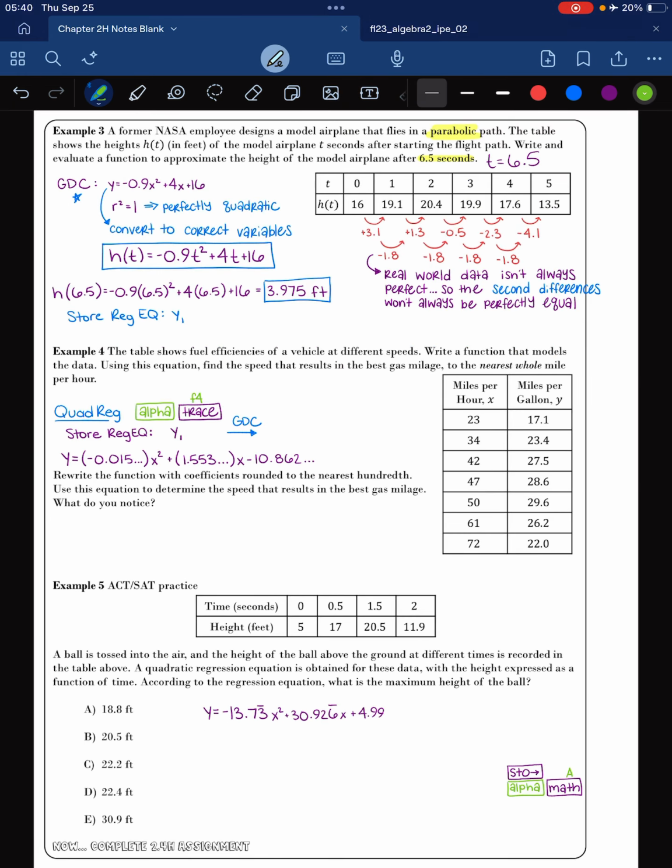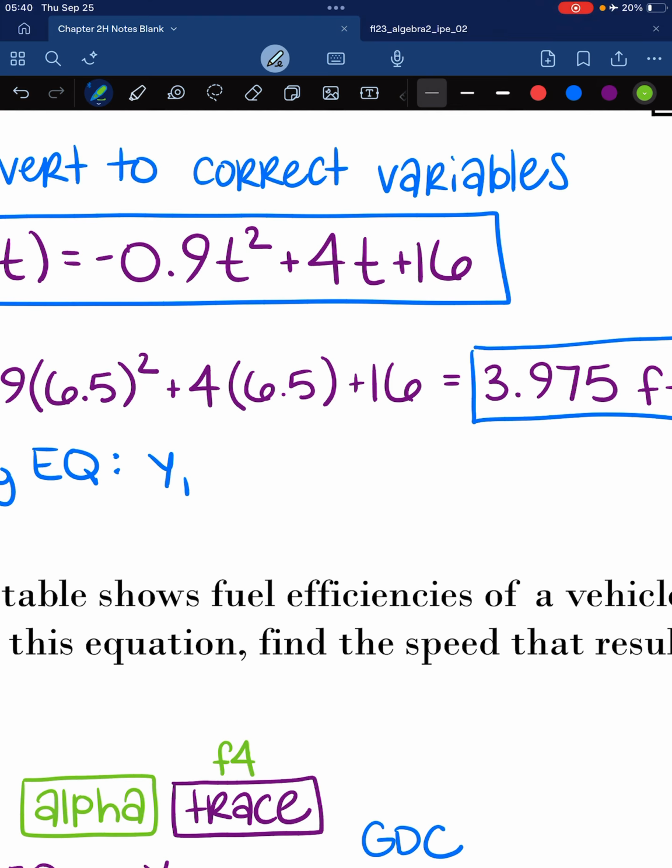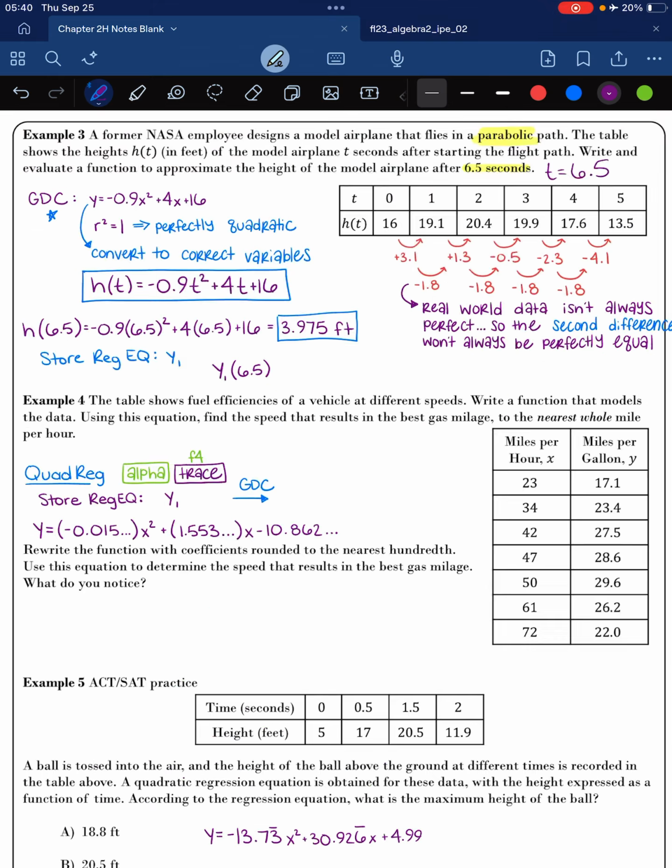Oh, I guess I'm not going to write that down because I have it written down for the next problem. Okay, so alpha trace is going to give you that y1 variable. And then you run your quadratic, you get the quadratic out, and then you can use function notation on your blank calculator screen. So click second quit, go back to the blank calculator, and then you can just do y1 of 6.5. So it's exactly the same as what we did here.